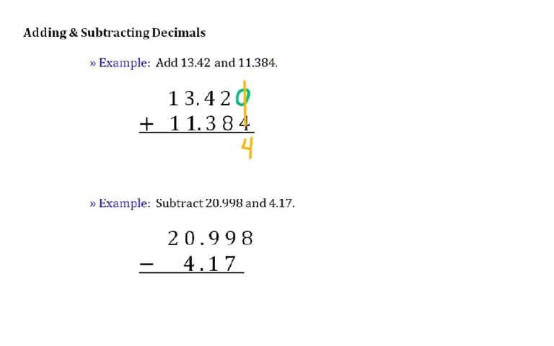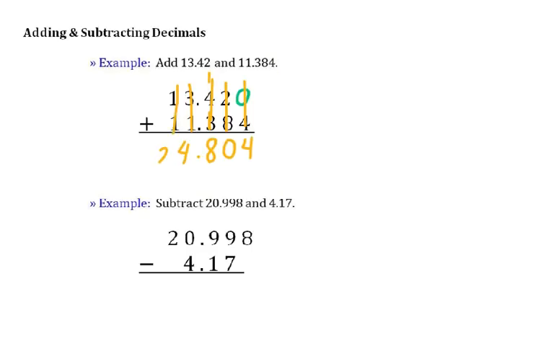So we get 0 plus 4 is 4, 2 plus 8 is 10, 1 plus 4 plus 3, that gives us, for that column, 8. Carry down our decimal point. 3 plus 1 is 4.